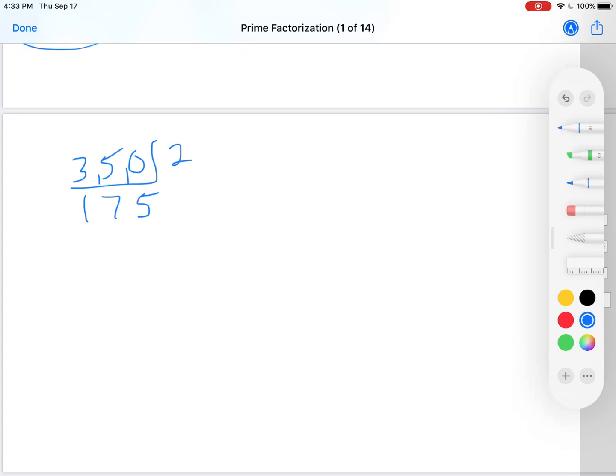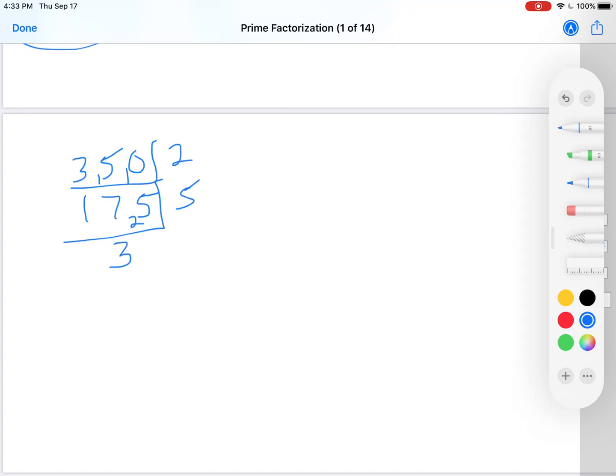Let's try now 3. Well, let's do the trick for 3. 7 plus 1 is 8. 8 plus 5 is 13. That's not divisible by 3. Let's try the trick for 5. Is the ones place 5? Yes. So that means it's divisible by 5. Oops. I just put the division bracket. I'm using an upside down division bracket. That's the way I learned how to do it.